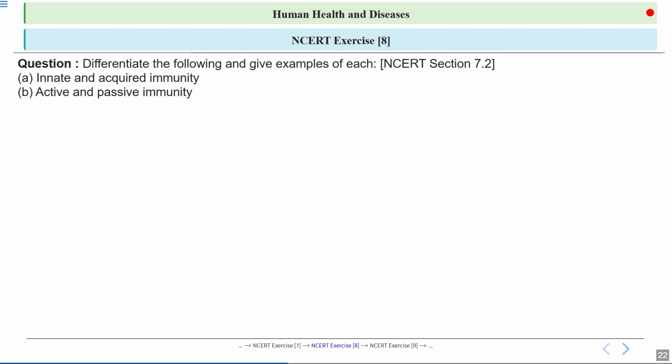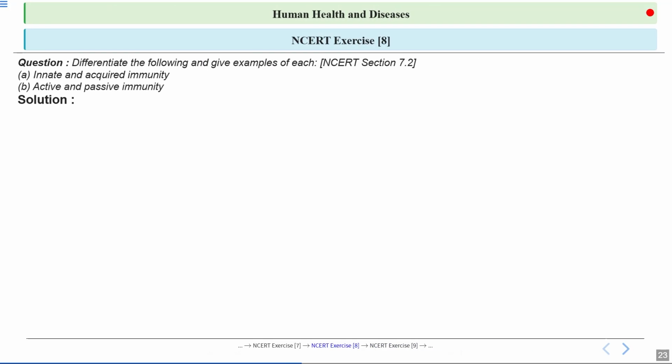Let's move on to the next question. So the next question is: differentiate the following and give examples of each. So you have to differentiate between innate and acquired immunity, and active and passive immunity. Okay, so let's have a look at the answer.